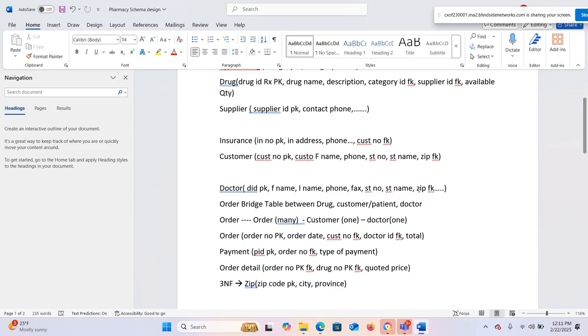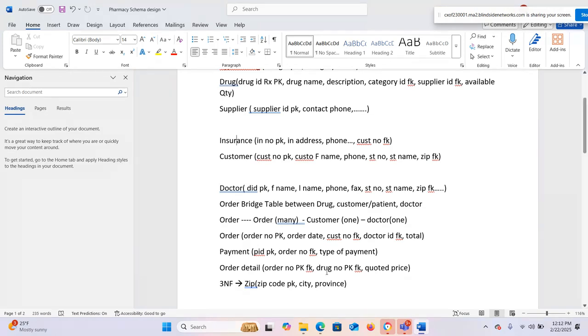So that's for third normal form. Again, zip code is the one side and the customers and doctors would be the many side. So we don't have to repeat the city and province information in the customers table many times if there are many customers living in the same zip code. That's the reason we separate. And then one zip code can determine city and province, and that will appear only once. That was the purpose of removing transitive dependency for third normal form.